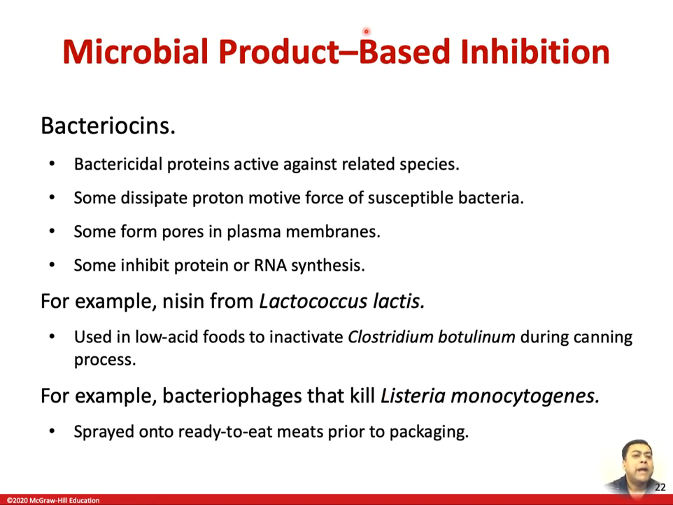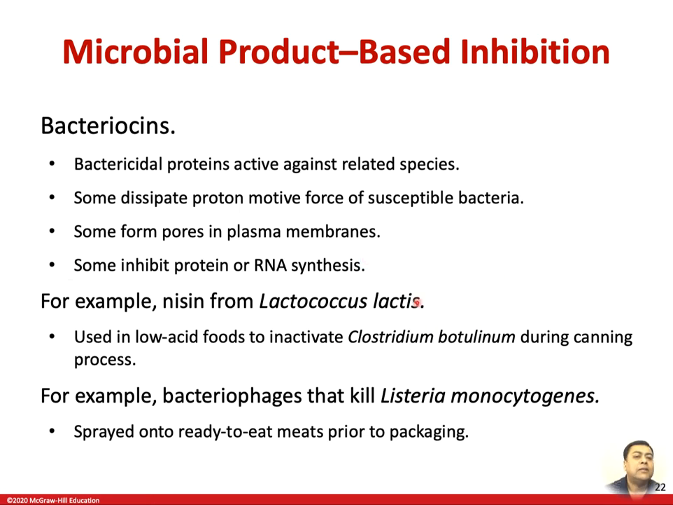Then there are some microbial product-based inhibitions, and bacteriocins are used. Bacteriocins are bactericidal proteins that are active against related species. These are natural products of many bacteria which compete with each other to grow in a space. Some dissipate the proton motive force of susceptible bacteria, some form pores in the plasma membrane, and some inhibit protein or RNA synthesis. So these are the different categories of bacteriocins and their modes of action, 1, 2, and 3.